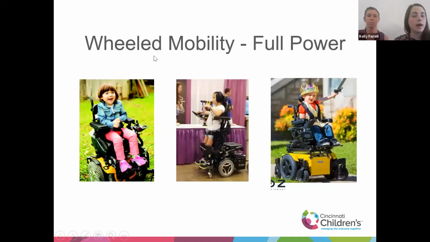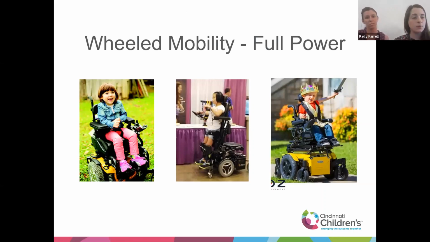Next, we have something called wheeled power, full power mobility. So these types of wheelchairs are typically best fit for individuals who have lower strength and endurance, and they need more assistance throughout the time in being able to navigate their environment. I will say that both the power mobility and the power assist that was on the previous slide does require some safety and cognition with being able to navigate their environment.